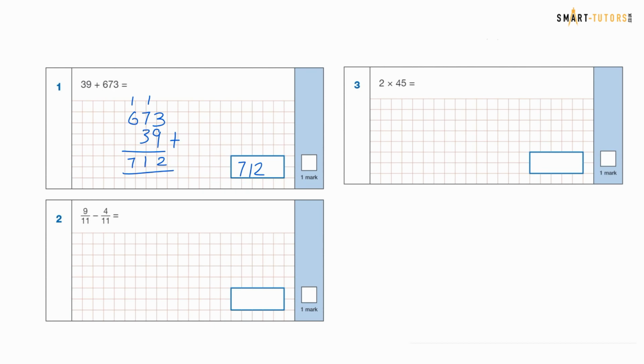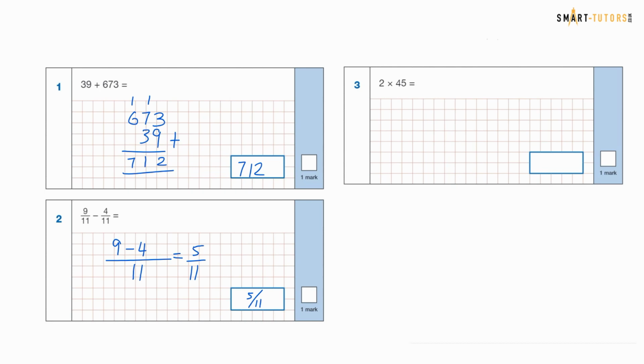Question number 2 is 9 over 11 take away 4 over 11. This is a fraction subtraction, so the denominators are all the same. You just have to do 9 take away 4, which is 5. So it's 5 over 11. Very good. So that is a subtraction on the fraction topic. It's easily explained. The answer is 5 over 11.